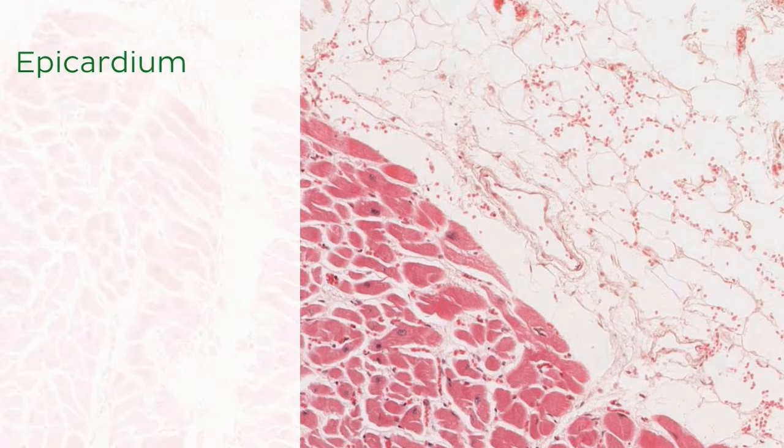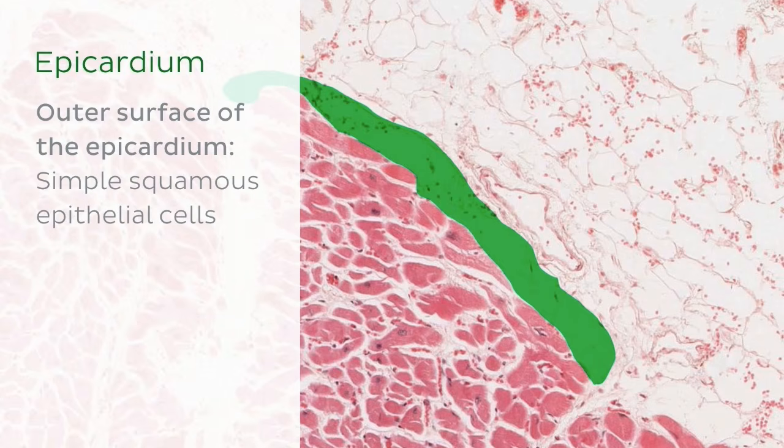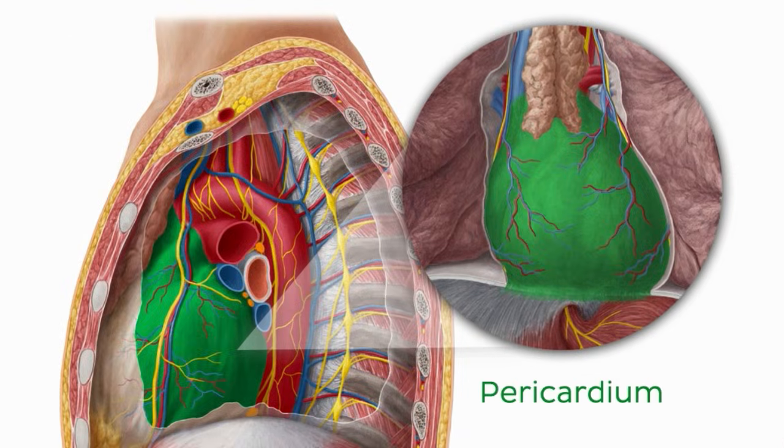The epicardium is the outermost layer of the 3 layers that make up the heart wall. The epicardium, seen here highlighted in green, surrounds the heart muscle, acting as a protective layer. On the outer surface of the epicardium, there is a layer of epithelial tissue made up of simple squamous epithelial cells, also known as mesothelial cells. In addition to mesothelial cells, the epicardium is also composed of a connective tissue layer.